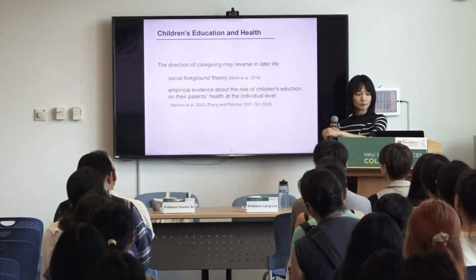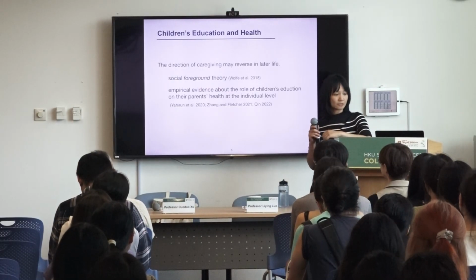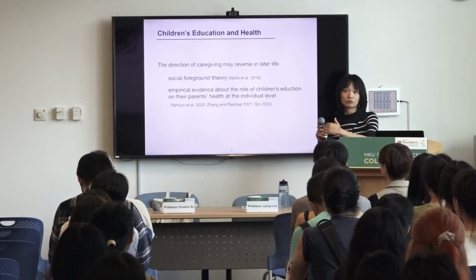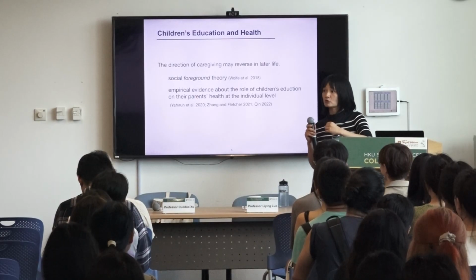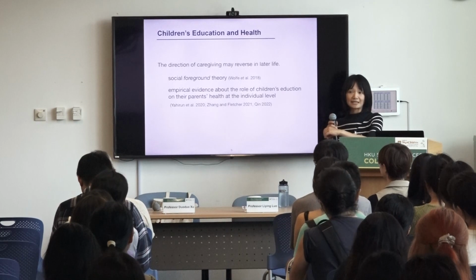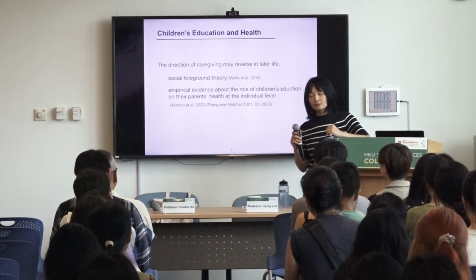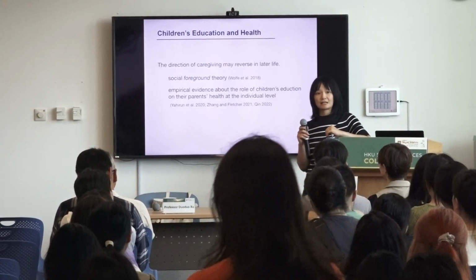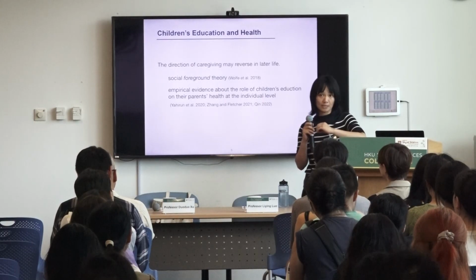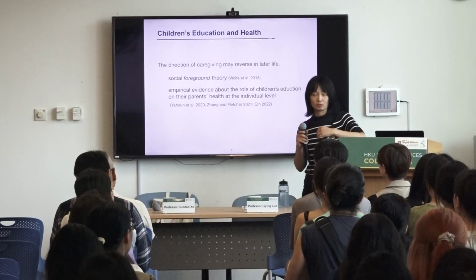And scientists have begun to conduct empirical research in this field. A group of prominent scholars started to look at the relationship between adult children's education and their parental health. They found that at the individual level, adult children's greater education provides more health benefits, meaning that parents whose children are better educated enjoy better health compared to parents whose children are less educated.